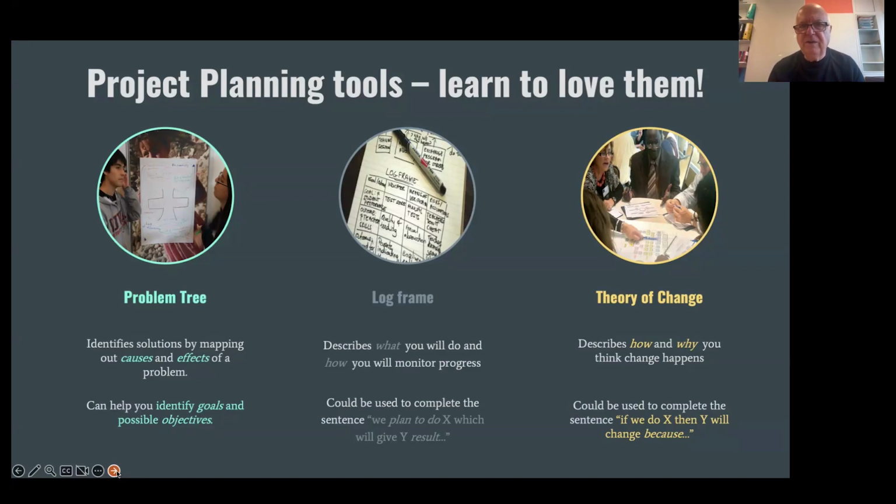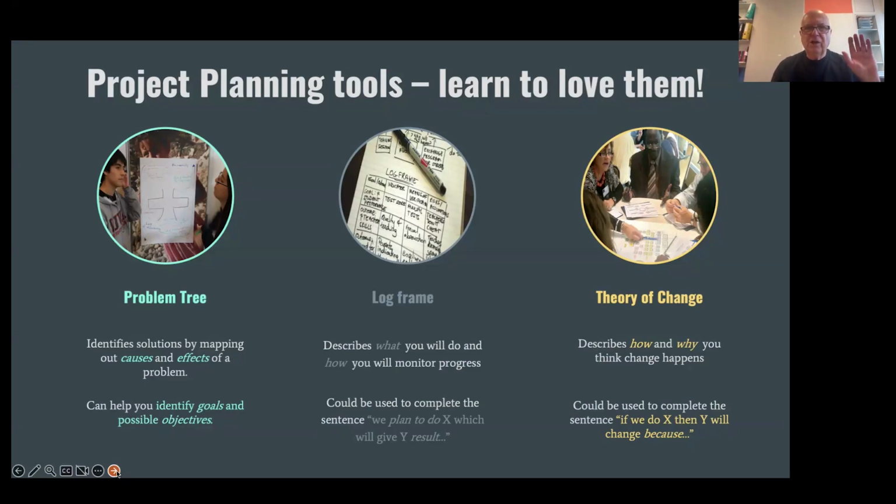The second thing you often hear is someone talking about a log frame. This basically describes what you'll do and how you'll monitor progress in a project. The third one is the one that most people hate. It's called the theory of change. And actually, theories of change are your friend. It's basically a framing device that says, if we do this, this is what happens, and here are the processes in between. It's sometimes called a roadmap, but mainly a theory of change just documents how to actually achieve what you want to do.